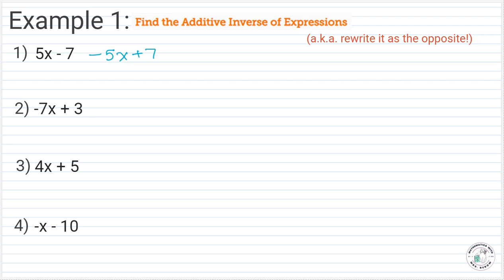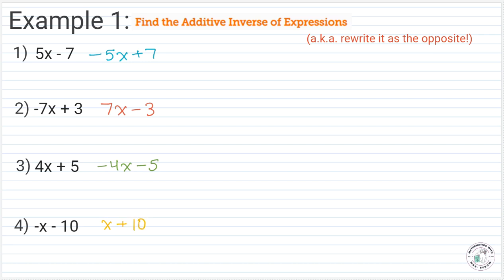So let's try the second one. Negative 7x plus 3: the additive inverse would be a positive 7x minus 3. Again, the opposite. All right, how about the third one? 4x plus 5. Again, the opposite of 4x plus 5 would be a negative 4x minus 5, because we're just taking those original terms and making them the opposite. So instead of being positive 4x, it's a negative 4x. Instead of being plus 5, the opposite is to subtract 5. So number 4, we got negative x minus 10. The opposite of this, the additive inverse of that linear expression, would be x plus 10.